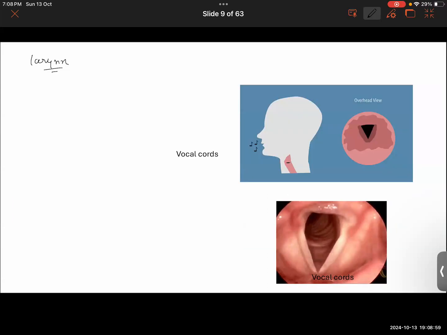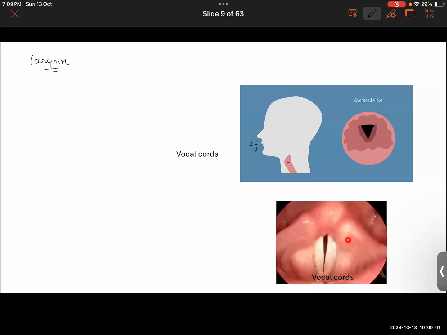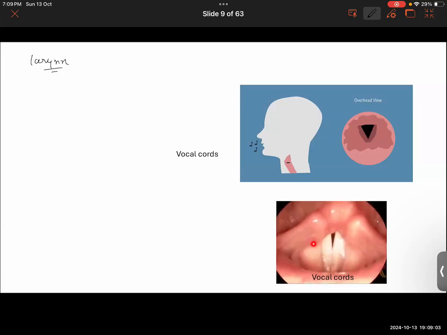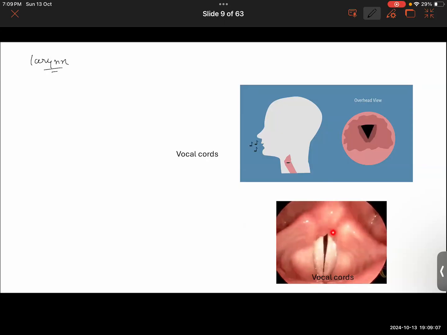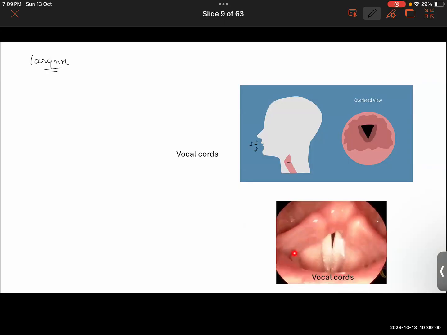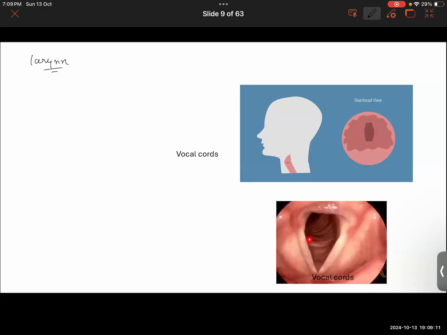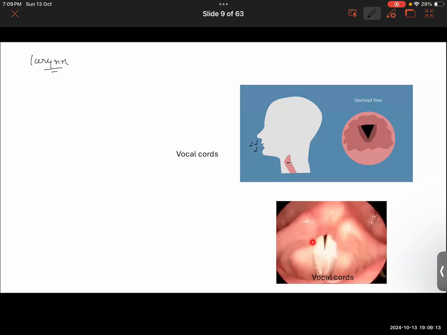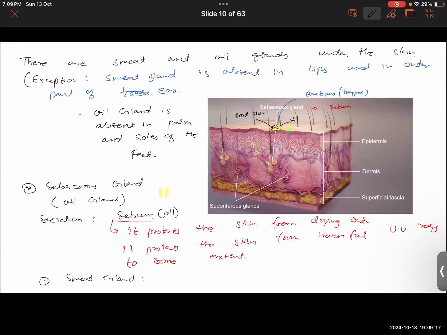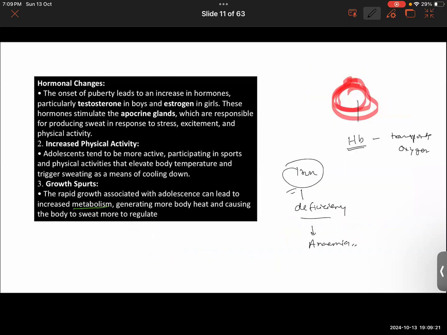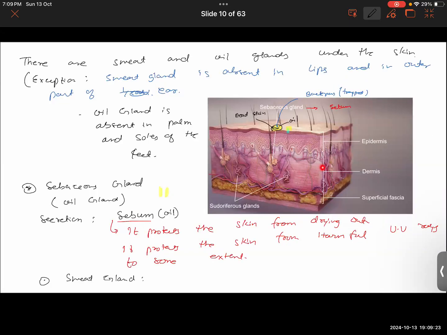Here you can look at the structure of the larynx. There are two cartilaginous tissues that you can see here, which vibrate, and this is the windpipe. As air passes through the larynx, the vocal cords vibrate, and that's why you are able to produce sound. So we learned about this. We also learned that there will be increased secretion of oil and sweat, and that can lead to acne, pimples, and so many other problems. But at the same time, they are important also.